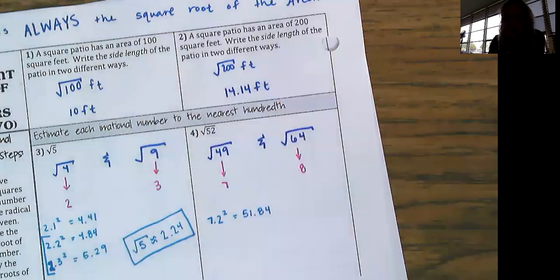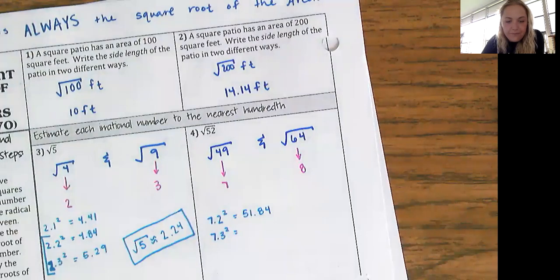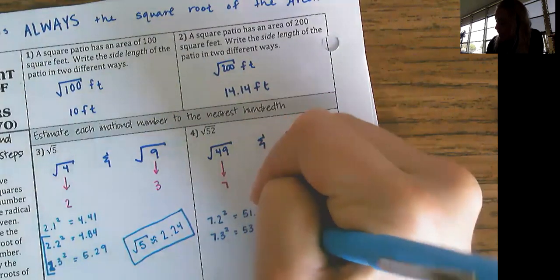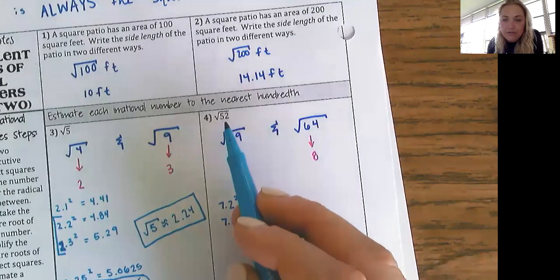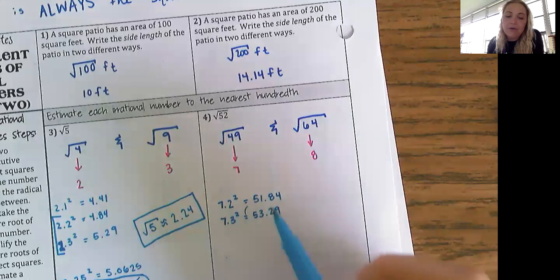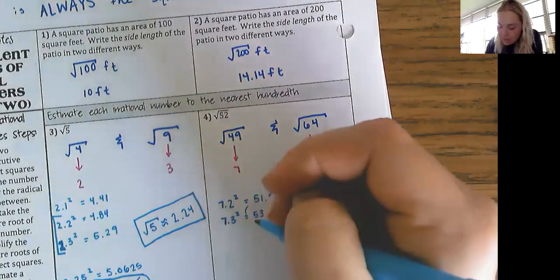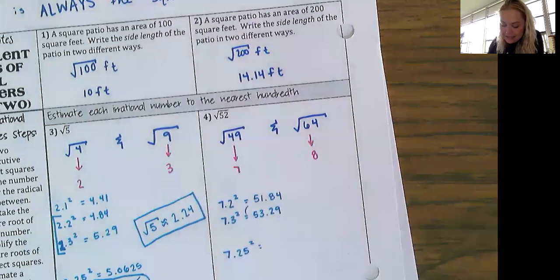All right, so let's go up to 7.3 and we'll square it and see how we do. 7.3 squared. 53.29. Okay, so it's going to be between these numbers because 51 was below 52, and this 53 number was above our 52. Oops, I accidentally wrote on my paper. So let's go with now 7.25, and we're going to square that and see how close we get.